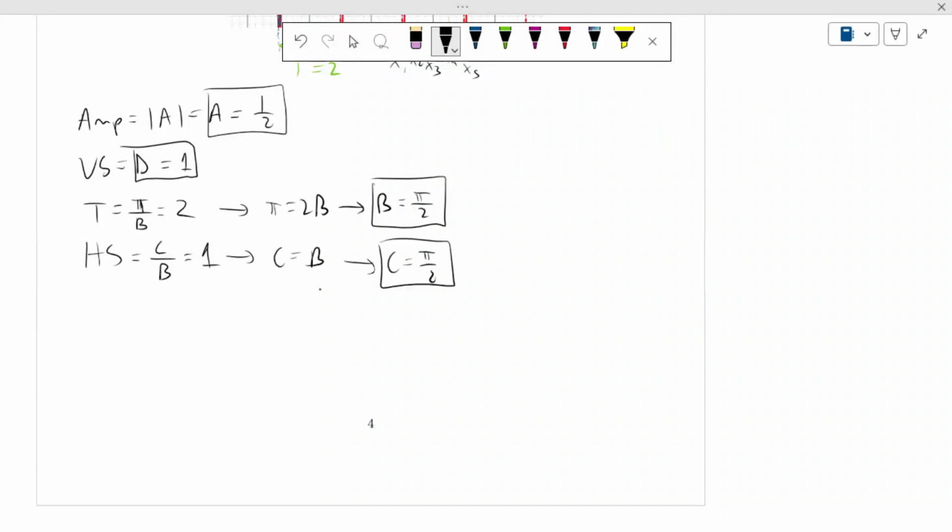Now the very last step is just to write your equation here. So y is equal to positive 1/2 times tangent of pi over 2 times x minus pi over 2, and then plus 1. Okay, so that's my final answer there.